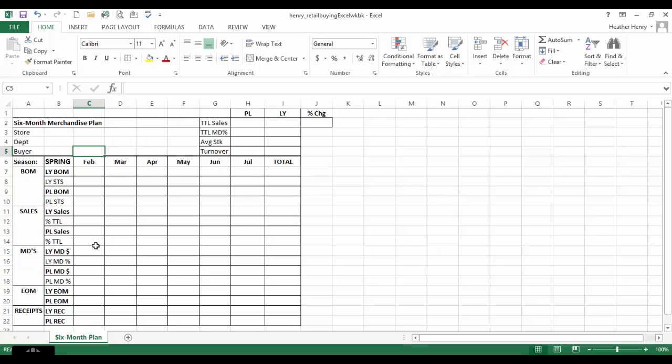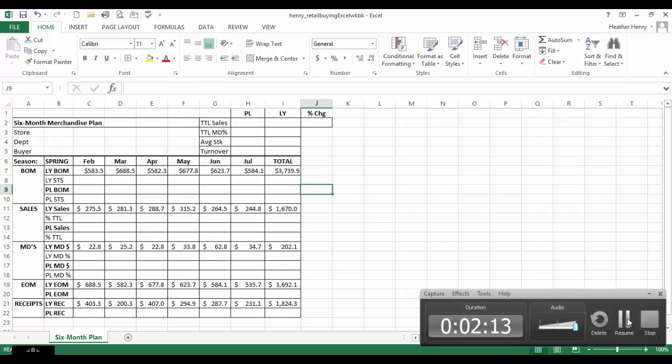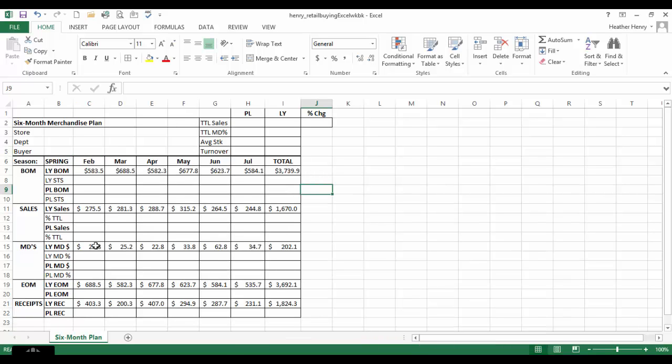Now that we have formatted our 6-month plan worksheet like the handout that we have been working in for the spring season, we now need to enter in the provided last year data. So please go ahead and insert your last year data for this plan now. Now that we have inputted our last year sales data, this data will not be changing. It is the data that you have been provided with, and this will not change. So please make sure that you input the exact data that is provided to you.